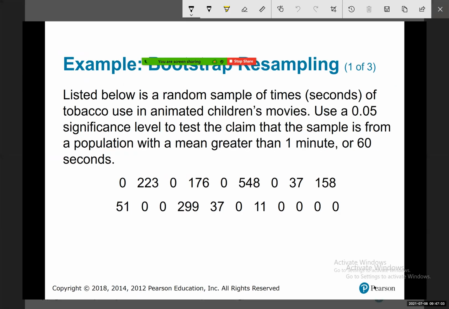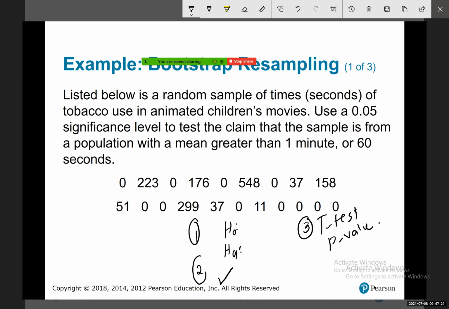So what I want you to do: one, write the null hypothesis and alternative hypothesis. Two, assume that the requirement is met. Three, use a t-test and send me the p-value. And then four, write a conclusion. So let's just start from the first one. Write the null hypothesis and alternative hypothesis.